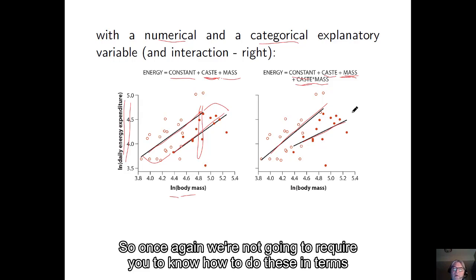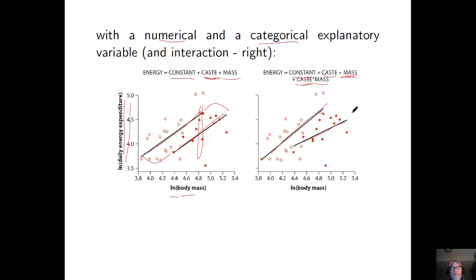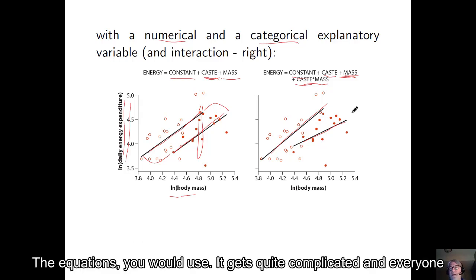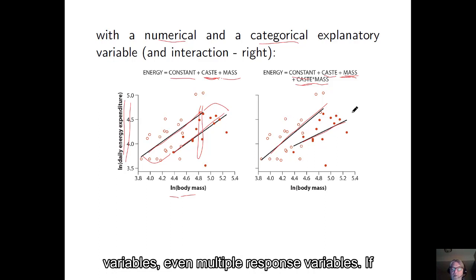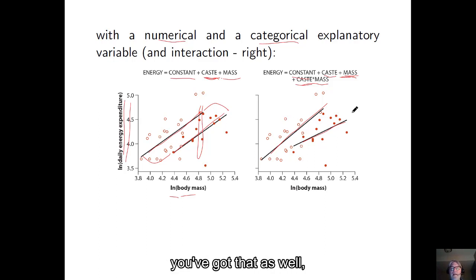So once again, we're not going to require you to know how to do these in terms of the equations you would use. It gets quite complicated and everyone uses the software. But I do want you to realize that you can extend regression into non-straight lines, but also multiple explanatory variables, even multiple response variables if you've got that as well.